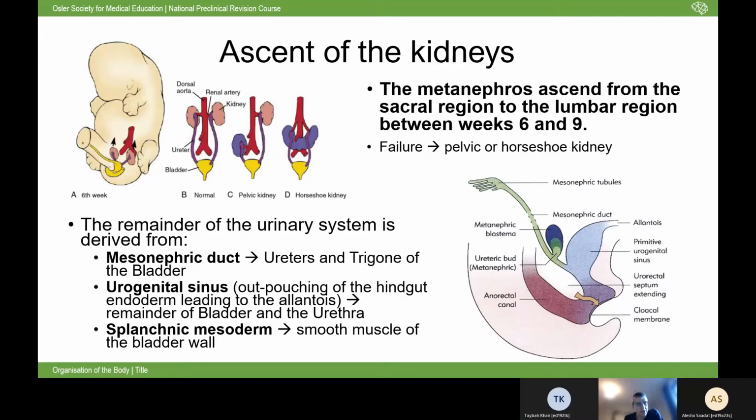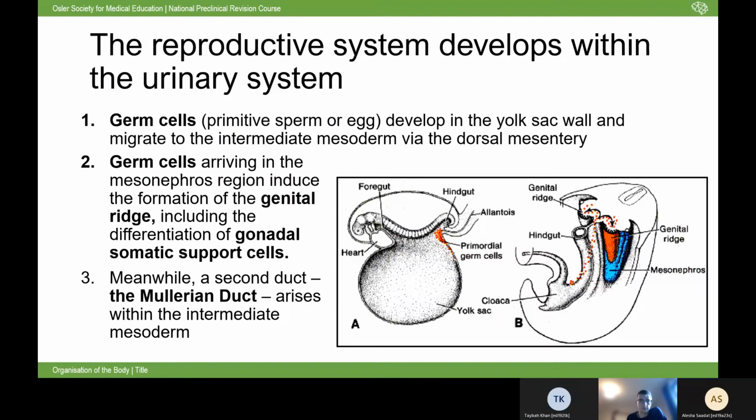The remainder of the bladder and also the urethra is formed by this urogenital sinus. That's an endoderm structure, actually, so it's a little outpouching at the bottom of the gut. It leads into the allantois, which is a strange little pouch that comes off the gut tube in the cloacal region, and it contributes to the bladder. And then the mesoderm surrounding these structures forms the smooth muscle of the bladder wall, for example, the detrusor muscle.